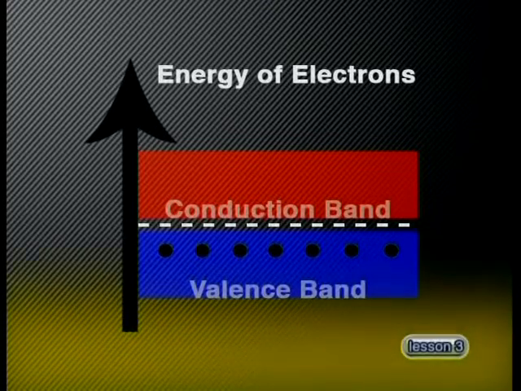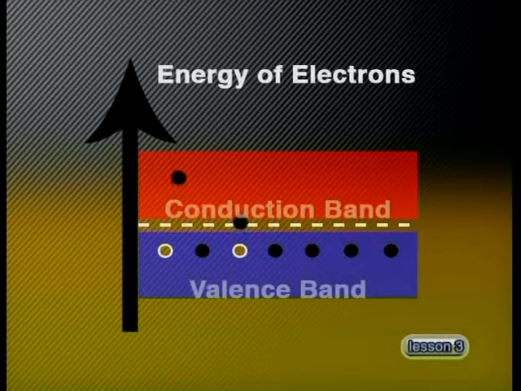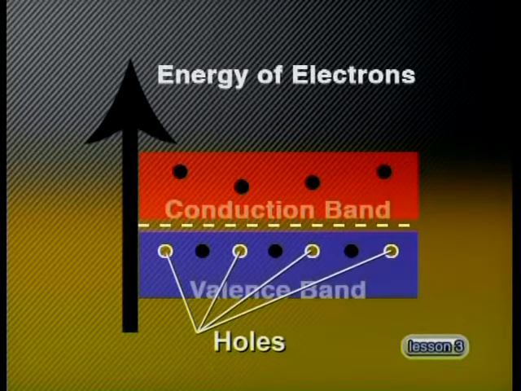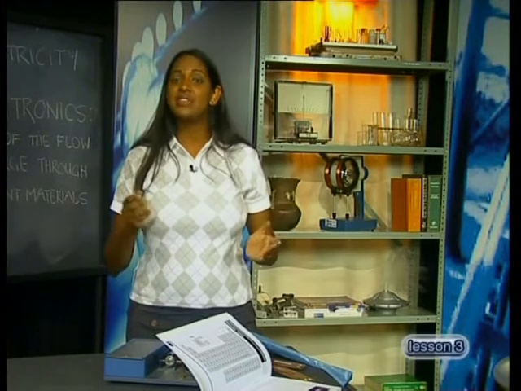However, these excited electrons left behind a region that is now positively charged in the valence band. These positive regions are called holes. Now, when a potential difference is applied to the ends of the semiconductor, the electrons in the conduction band move towards the positive terminal of the battery.